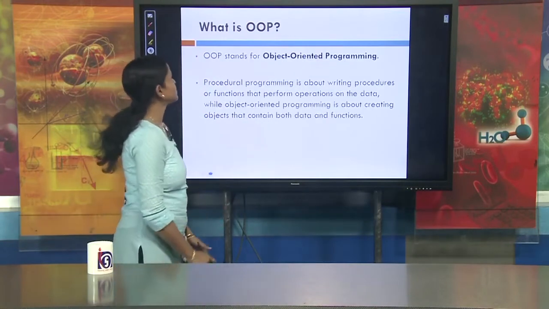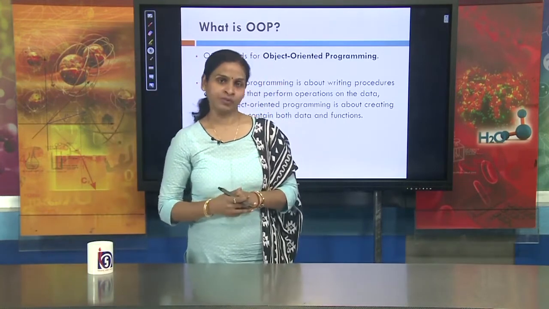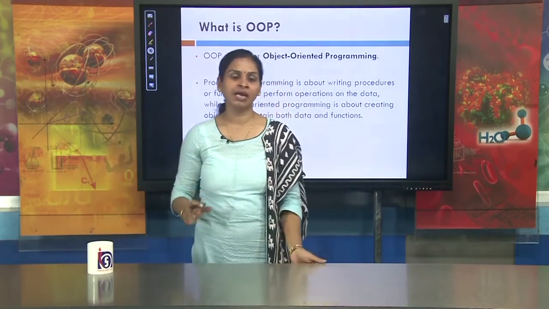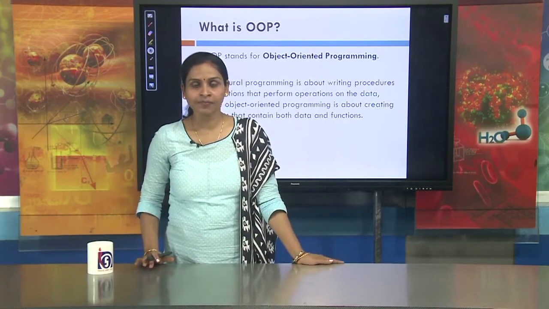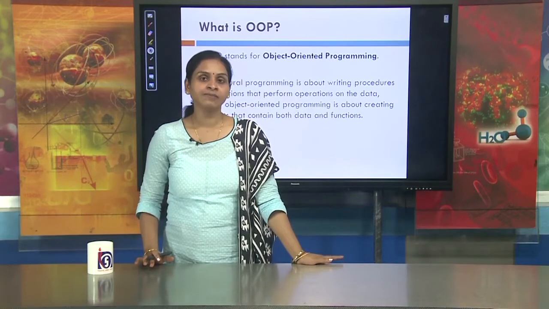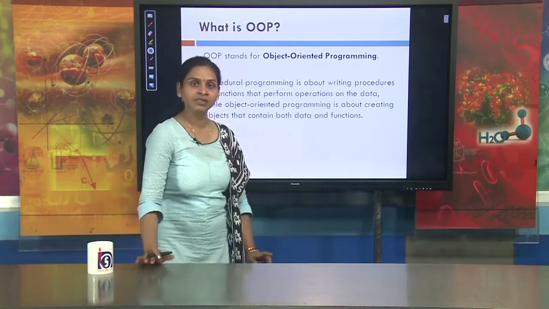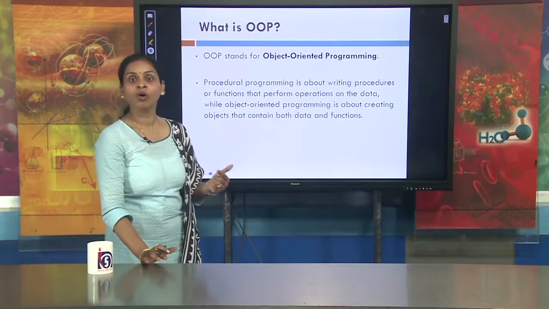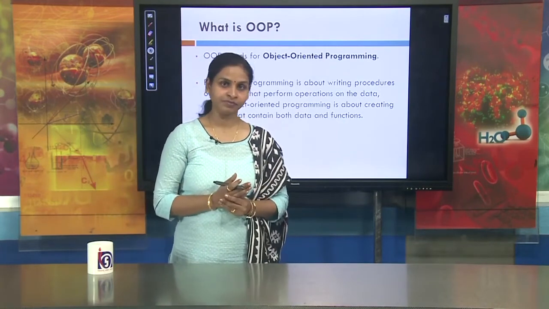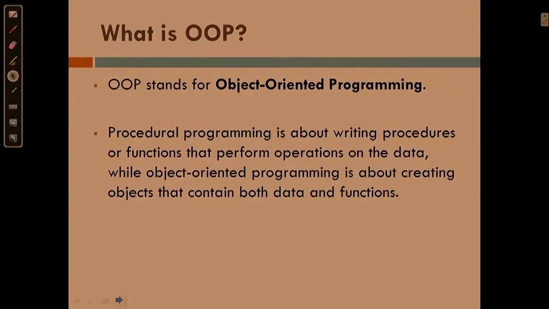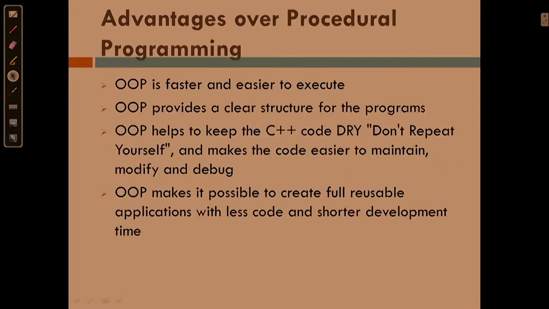The next is, now we will have a look at what is this OOPS. Previously we have discussed the basic features and the basic characteristics that the C++ language includes. As C++ is a high level language, C++ was developed by Bjarne Stroustrup, and C++ is the extension of the C language. C language is a procedural language and C++ is object oriented programming. So procedural language mein kya hota tha? We are writing procedures and functions. Though C++ is the extension of C, here we have to use the object oriented programming approach, which includes both the data and functions.